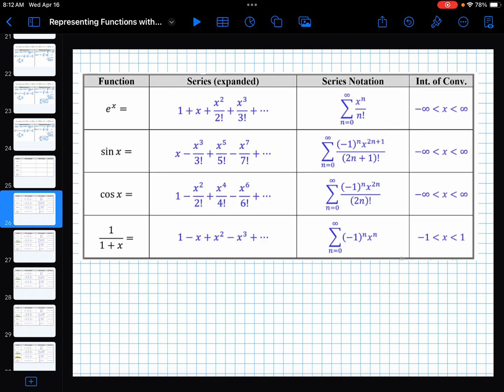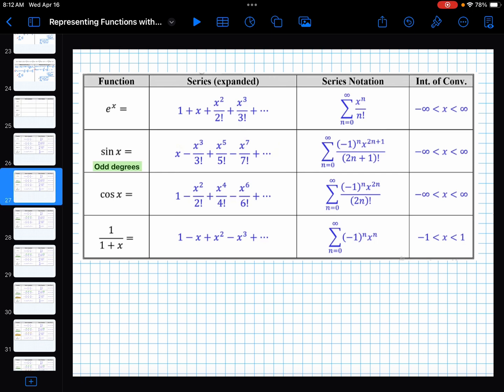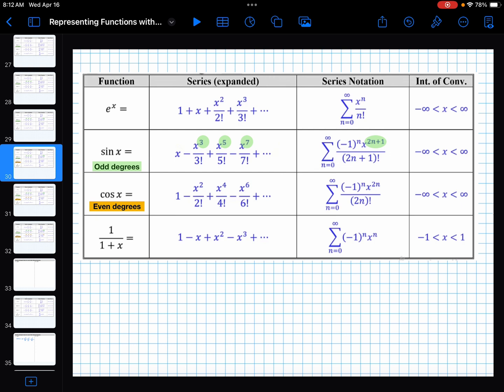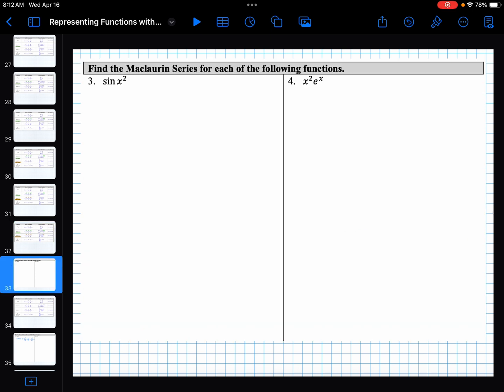So the two that I want to focus in on right now are the sine and the cosine ones. For sine, notice that all of the degrees are odd. There they are. So when you represent that in your summation notation with your nth term, the power of x has to be either 2n plus 1 or 2n minus 1, and we go with the 2n plus 1 option. For cosine, all of the degrees are even exponents. So we just need a 2n power of x in summation notation.